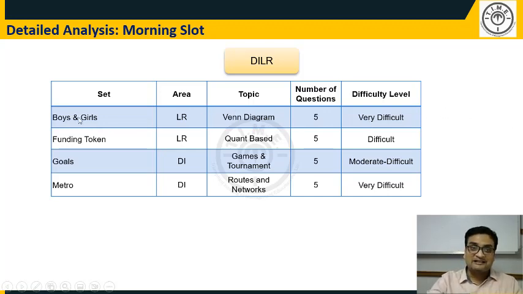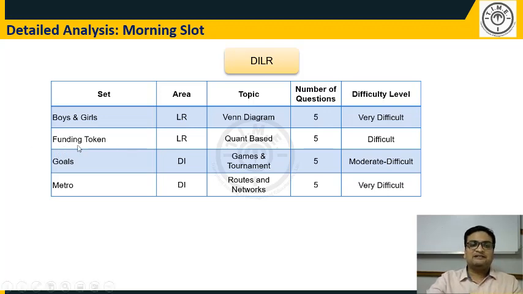This was really complicated because it's a Venn diagram firstly, and it took some time for students to understand that it's actually a Venn diagram. Once that understanding was there, there were so many complexities involved. You had to place boys, girls, singers, and dancers in that 3-set Venn diagram. All these difficulties made the set very difficult to attempt.